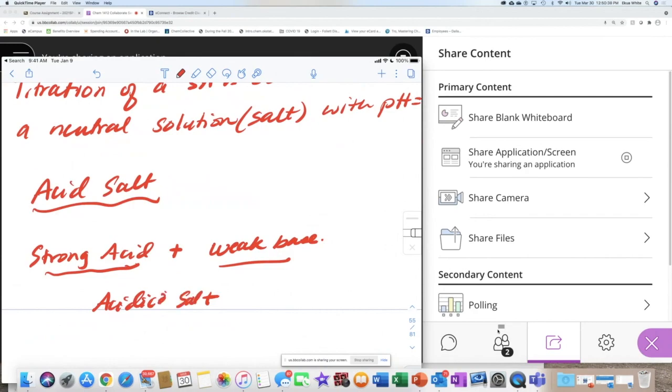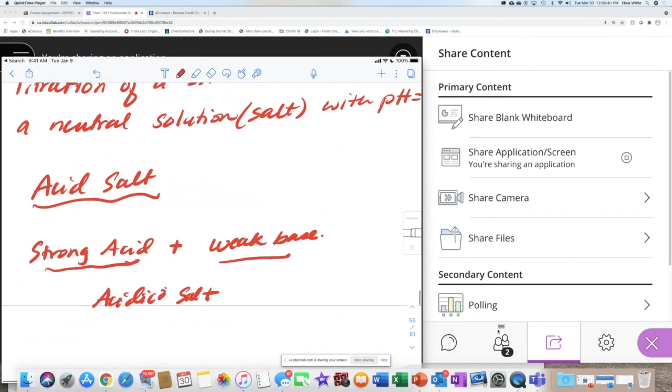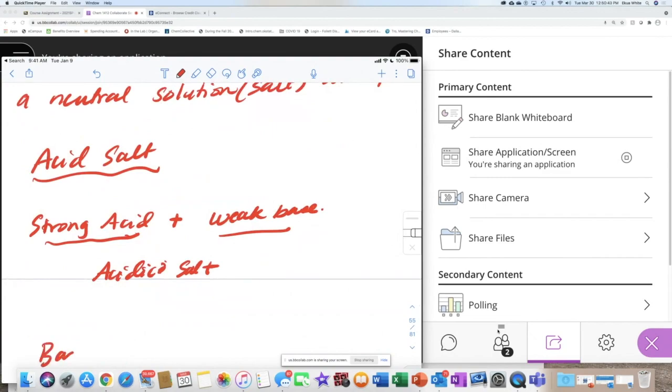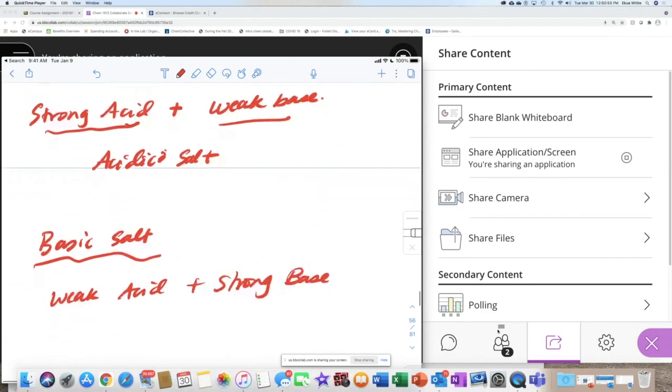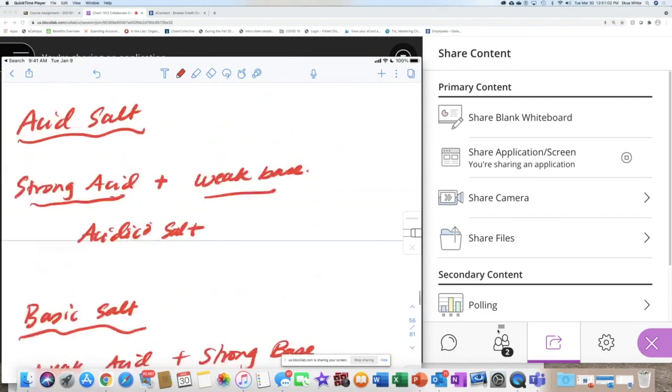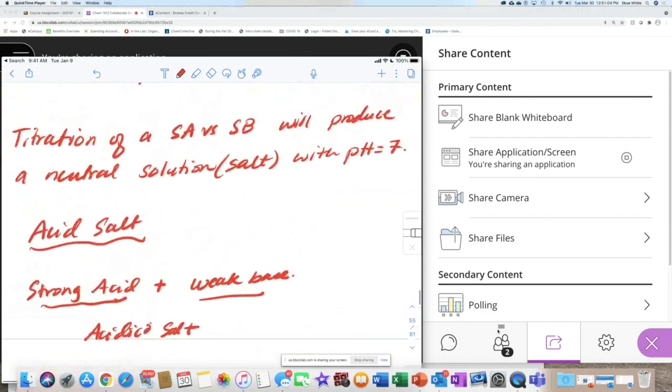I can't spell salt. Okay? To make basic salt, we now have weak acid plus strong base, and these together give a nice little offspring that's a basic salt. Okay? So how does it apply to titration?